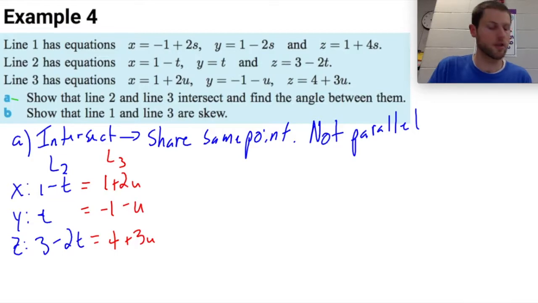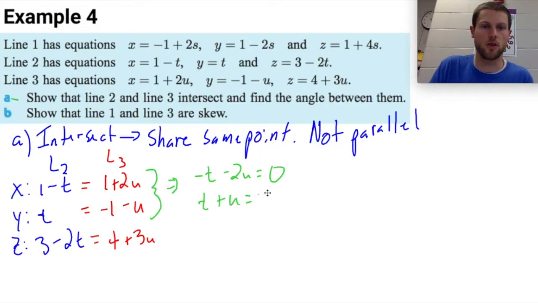So what we can do here is treat this like a system of equations. I see 3 equations with 2 variables. So I'm going to take 2 of these, and I'm going to solve it like a regular system of equations. I'm going to rewrite this in standard form, with a little bit of manipulation. This is negative t minus 2u equals 0. And then my second equation, if I move all of this u over, I get t plus u equals -1. So all I did is manipulate these lines to come up with these standard form equations.